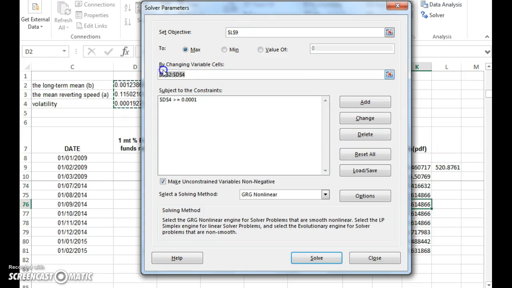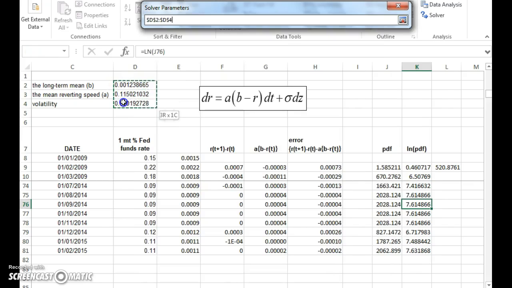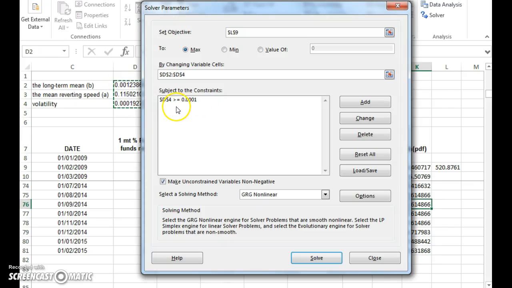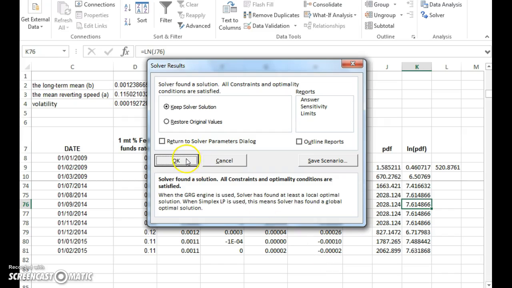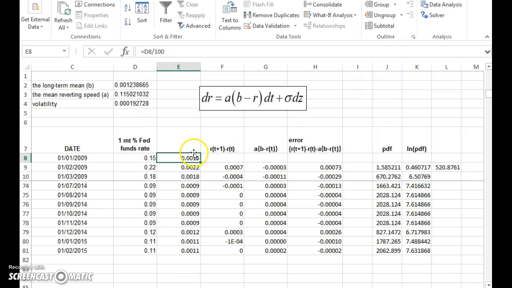that value there by selecting these three values here, and we can set a constraint as well, because we want the volatility. We can't have a minus volatility, so we need it above 0. So we press solve. Yes, we keep the values, and so here it gives us the accurate and the optimal values for long-term mean, the speed of mean reversion, and the volatility.